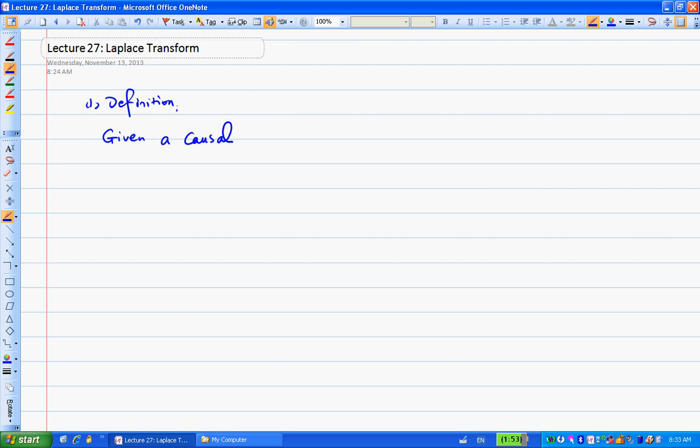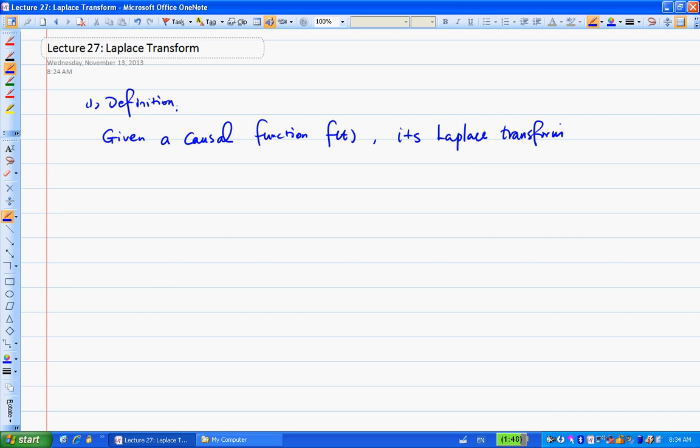So given a causal function, the difference is this is not called a system, this is a causal function. A causal function means this function is 0 when t is less than 0. But when t is greater or equal to 0, there exists something there. Given the causal function f of t, then its Laplace transform.